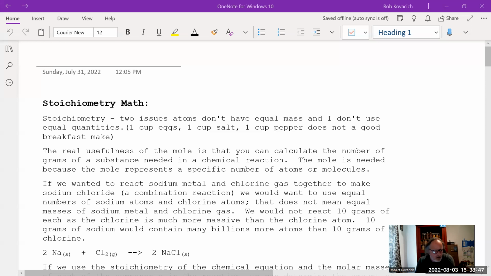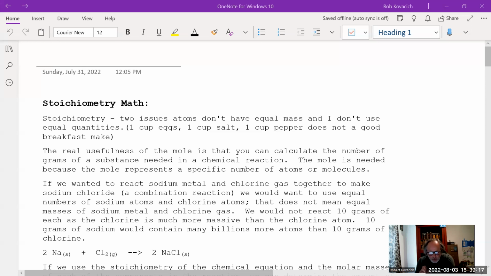So if I'm talking about, let's say, propane, I'm going to need 3 carbons and I'm going to need 8 hydrogens. So not only do the carbons and hydrogens have different masses, I use different amounts of those. In the same way, if I'm trying to make breakfast, I'm not going to use 1 cup of eggs and 1 cup of salt and 1 cup of pepper. That does not make a good breakfast. I have to use a specific amount of each of those ingredients.